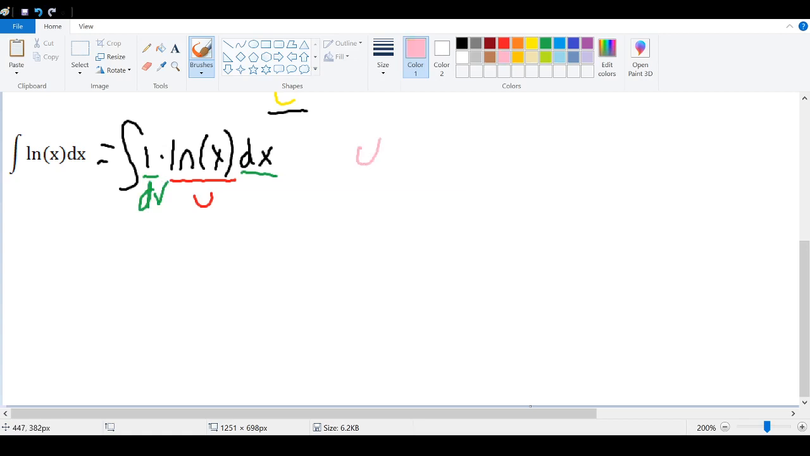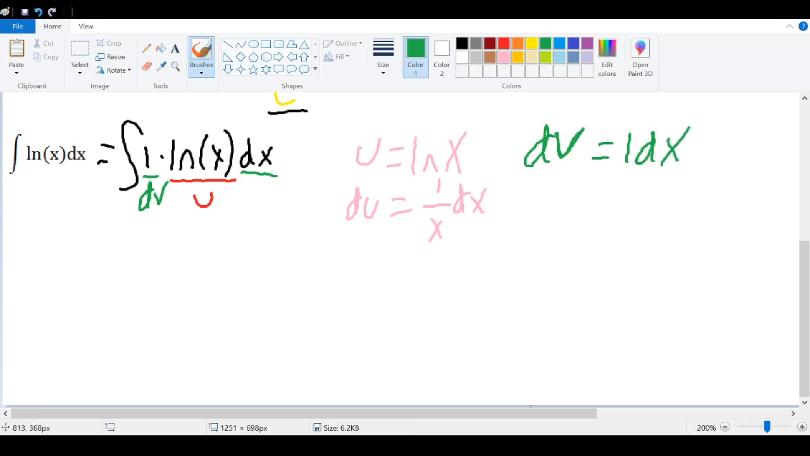So here we have u is equal to the natural log of x, and du must be equal to 1 over x dx. All right, and we now have the dv. We're choosing our dv. Let me make that more v shaped. This is equal to 1 dx. All right. So when we integrate dv, we get v must be equal to x. Okay? And now let's just plug into our formula.